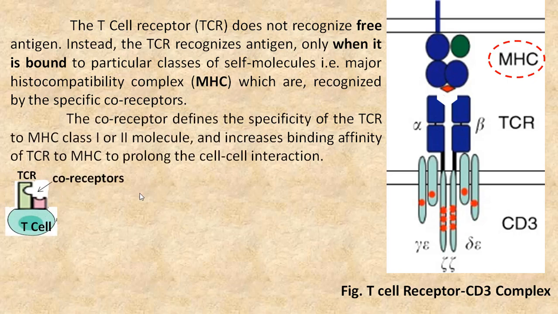The coreceptors define the specificity of T cell receptor to major histocompatibility complex class 1 or 2 molecules and increase the binding affinity of T cell receptor to major histocompatibility complex to propagate cell to cell interaction.